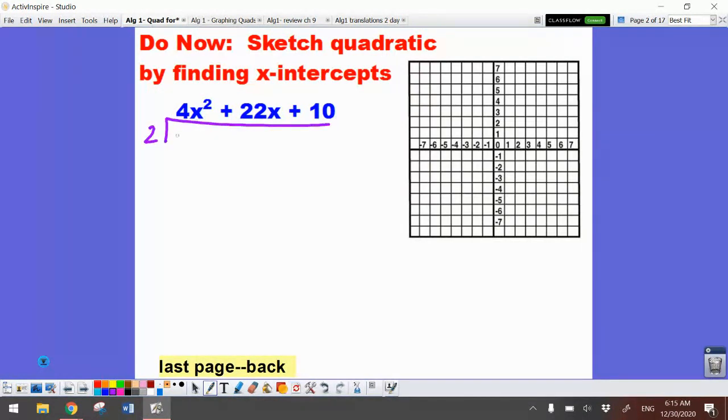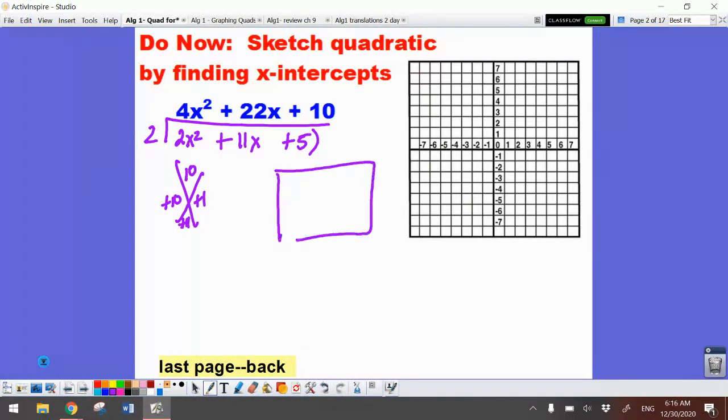So let's take out a 2. 2x squared, 11x plus 5. Now when I do my crisscross and I multiply my a times my c, I get a 10 and an 11, so plus 10 plus 1. Now hopefully it will work. So remember, we have to pay attention to those GCFs. So 2x squared plus 5 plus 10 plus 1. We have our 1 here, our 2x, our 1x, and our 5.